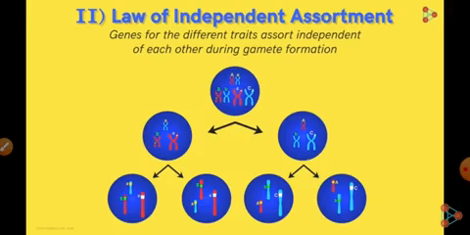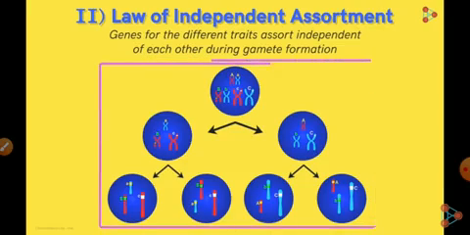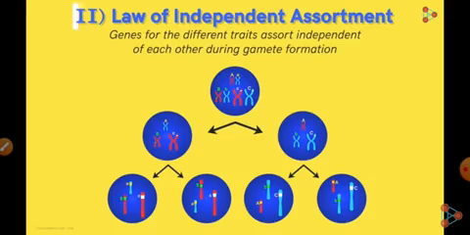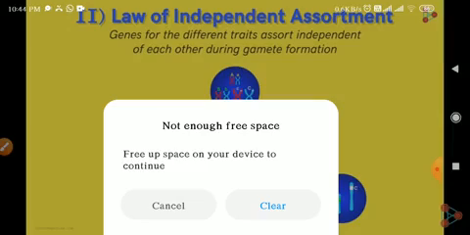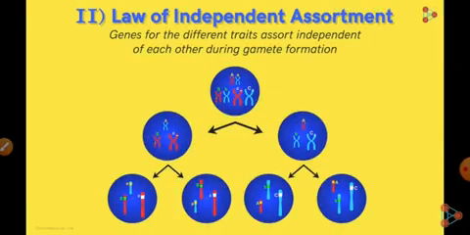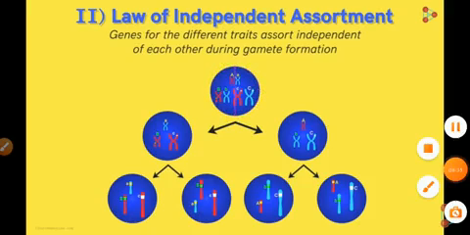To quickly review, the assortment of alleles is purely random and does not have a predictable and fixed pattern during the process of gamete formation. That is what the law says. There can be more possibilities of obtaining different combinations depending upon how the chromosomes align themselves on the metaphase plate.